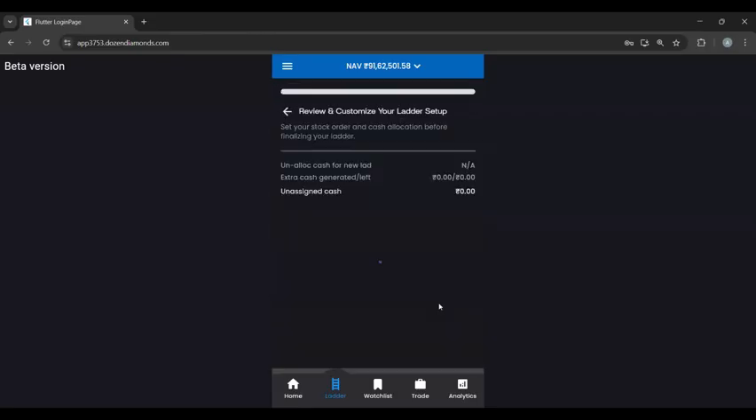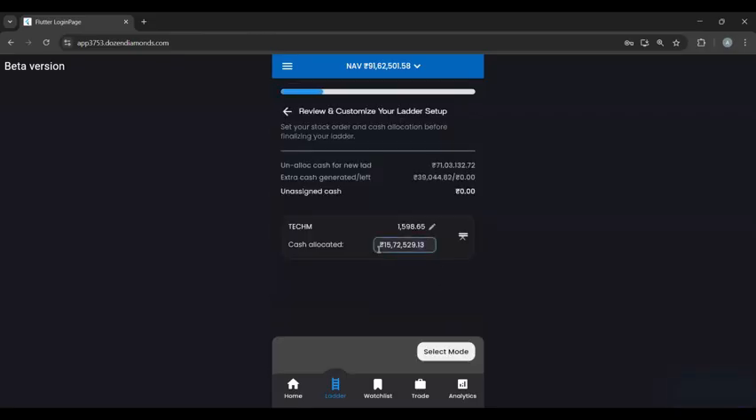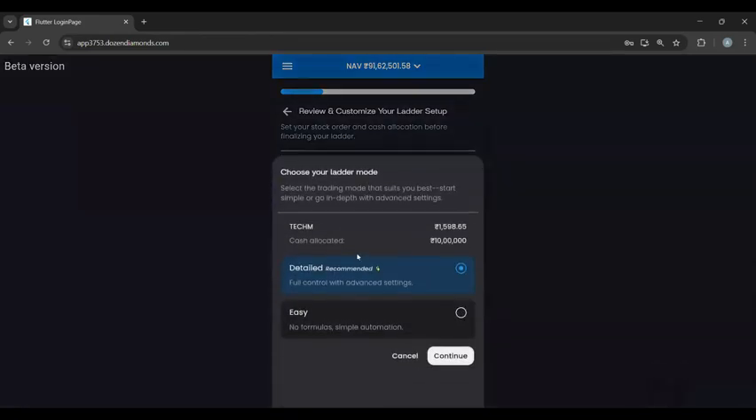Okay. Now, if I click to assign cash, you can see that there's a column which says cash allocated. So let's suppose that I want to allocate 10 lakh rupees to this ladder, right? Now, moving forward, you can see a detailed version and an easy version. There are two modes for creating this ladder.